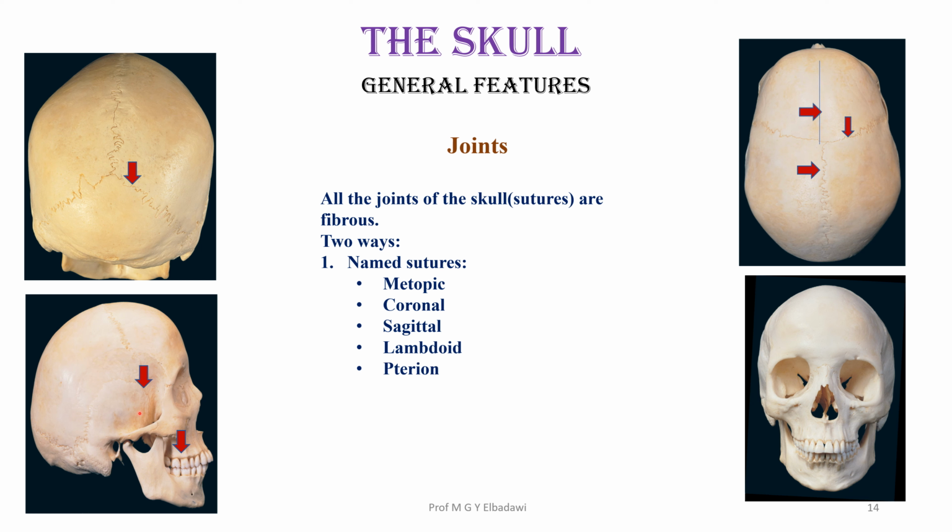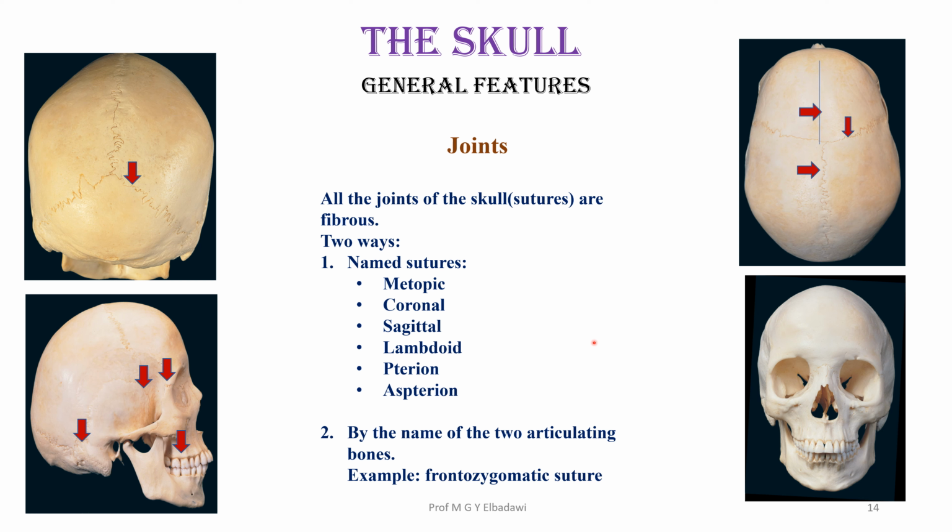Pterion, and this is a very important one, which is the meeting of 4 bones: the temporal, the parietal, the frontal, and the sphenoid bone. This is the pterion. And asterion on the posterior here, between three bones: the parietal, the occipital, and the temporal bones. So you have pterion and asterion. These are the sutures which have names. The rest of the sutures of the skull will be named according to the two articulating bones, as in the rest of the body, radioulnar, tibiofibular, and so on. The example given here is the frontozygomatic suture between the frontal and the zygomatic bone. That is the first point, how to name the joints.